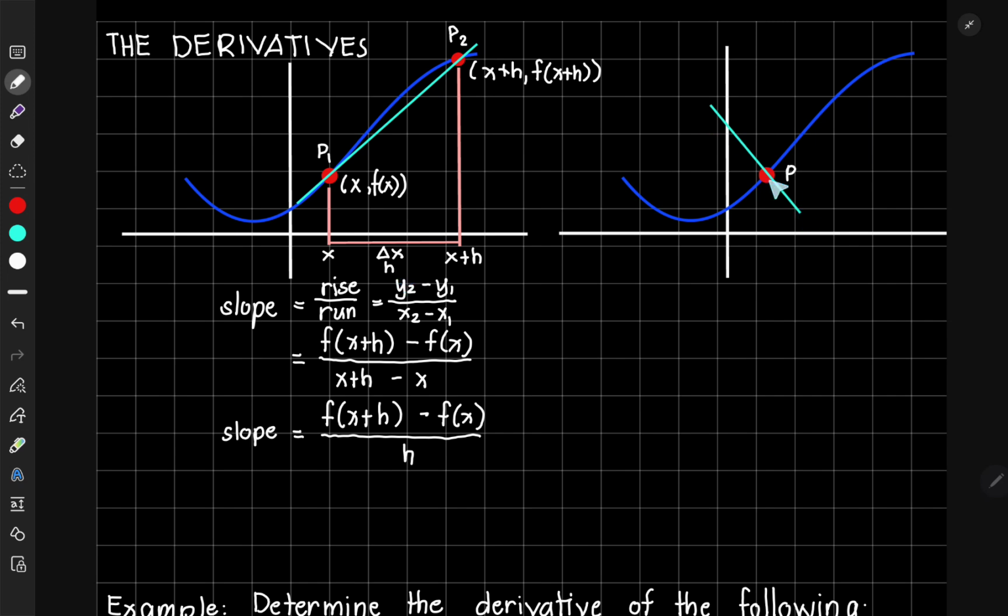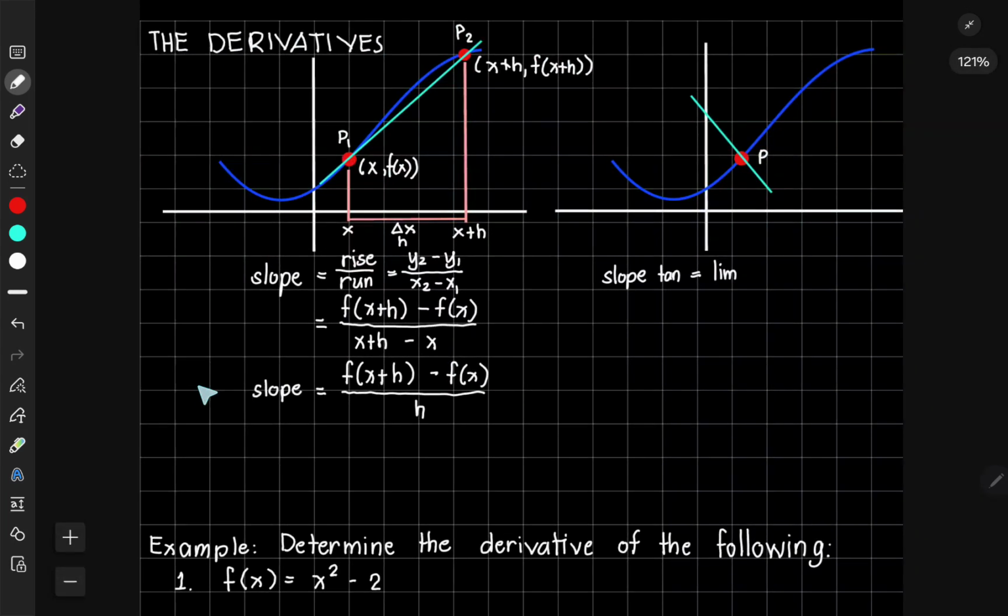And yung line naman nito, wala na, hindi na siya 2 points, isang point na lang yung tinatouch niya with our curve, meaning this line is what we call the tangent line. So, yung definition kanina ng derivative, we have the slope of the tangent line. So, this would be equal to the limit of yung slope ng ating secant. So, ito yung secant. So, this is the slope of the secant line.